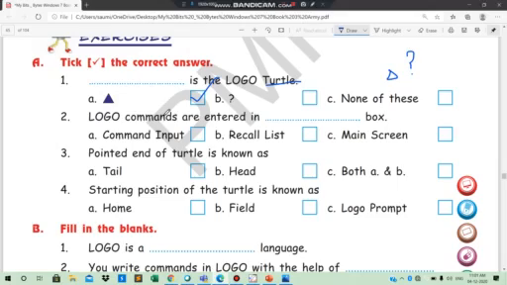Logo commands are entered in dash box. In which box are logo commands entered? लोगो कमांड की बात हो रही है, किस बॉक्स में एंटर होंगे? कमांड इनपुट. ओके.